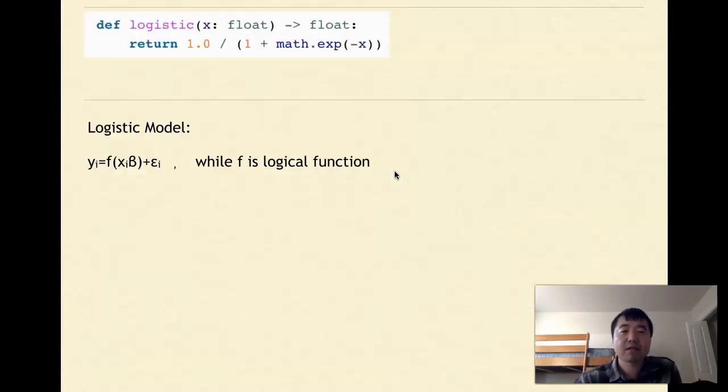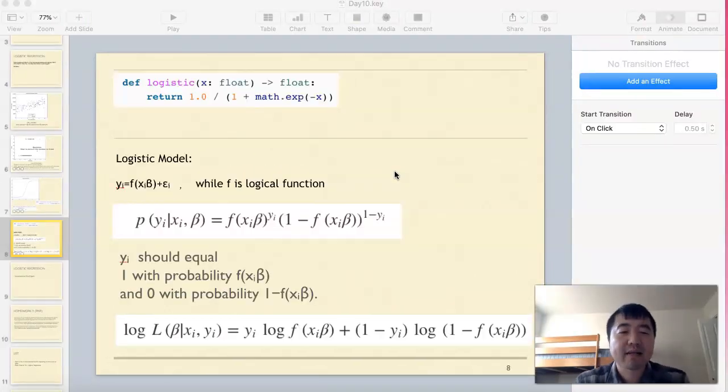So the logistic model would use this function. So y_i would be f(x_i beta) plus epsilon_i. So f is the logistic function we have. So our model says each y_i should be 1 given the data with the probability of f(x_i beta), right? So it should be 0 with a probability of 1 minus f(x_i beta). So we can write the probability function p(y_i given x_i, beta).